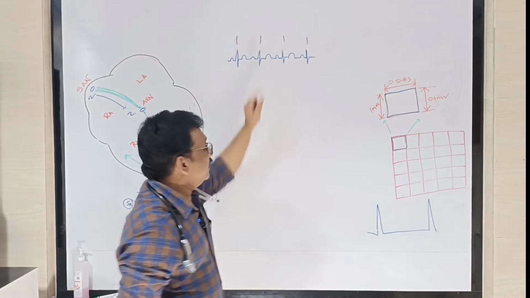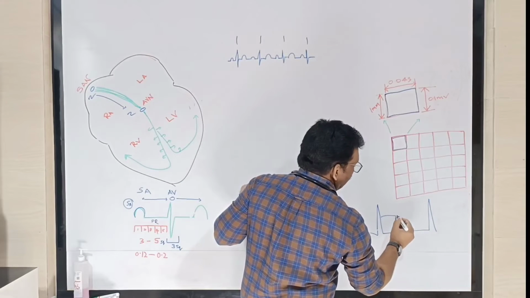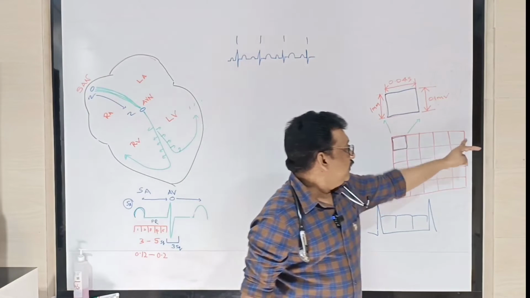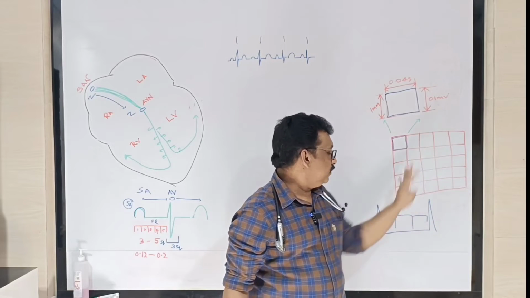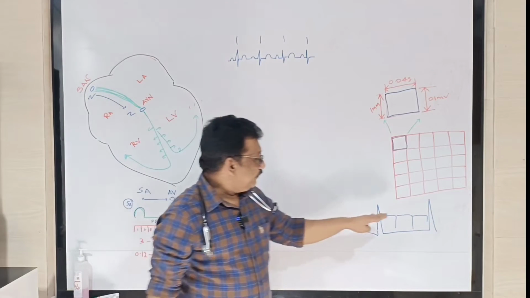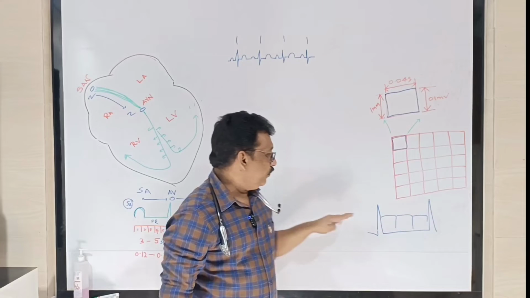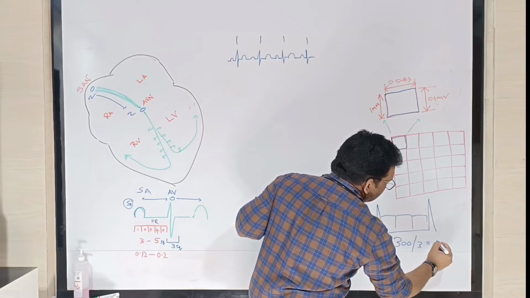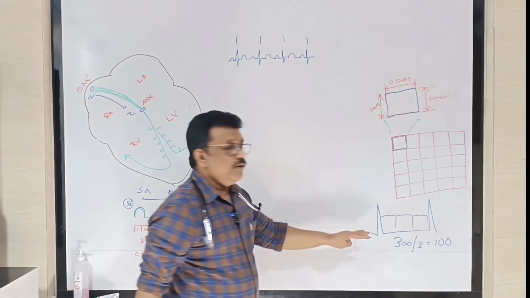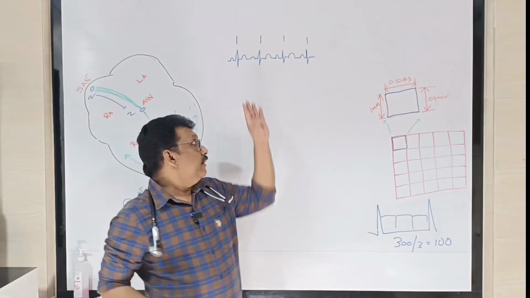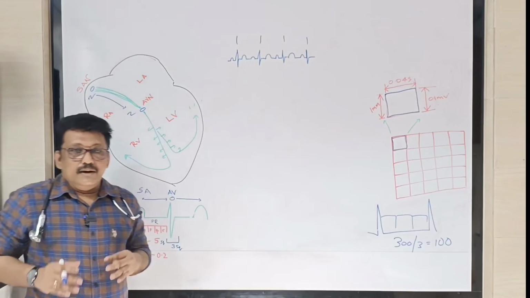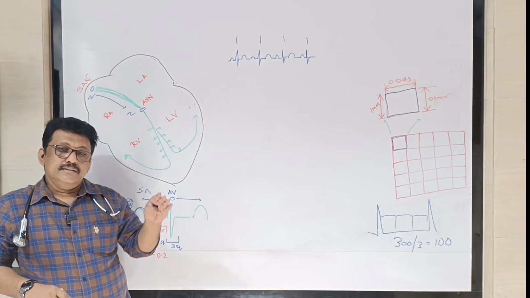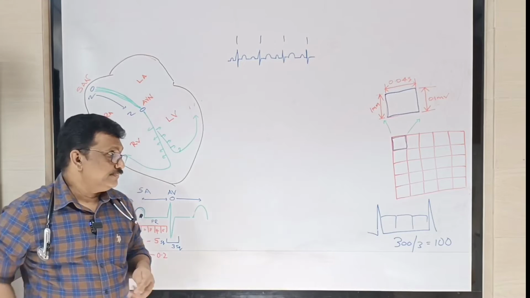If the rhythm is regular like this, see the number of large squares in between two QRS complexes. A large square means a group of 5 small squares. So if you are getting 3 large squares in between two QRS complexes, you calculate 300 by 3, and the rate of this ECG will be 100. This is possible only if you have a regular rhythm. But no need to worry, most modern ECGs will tell the rate, whether it is regular or irregular.